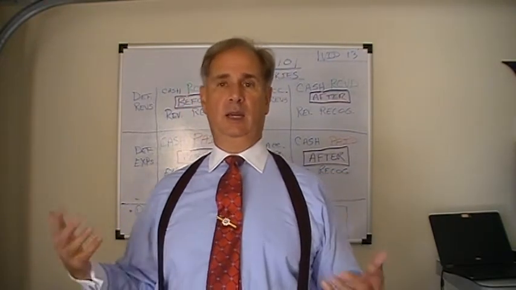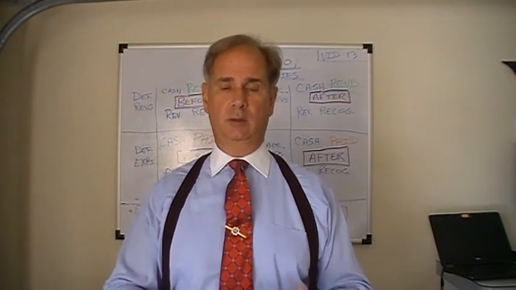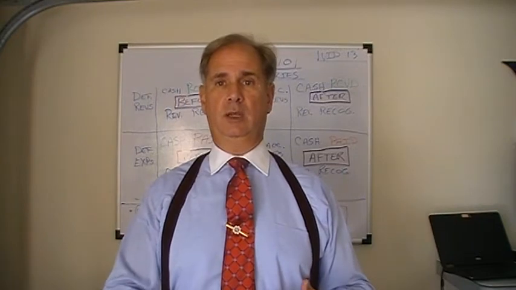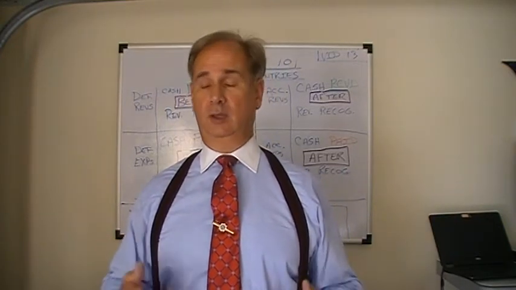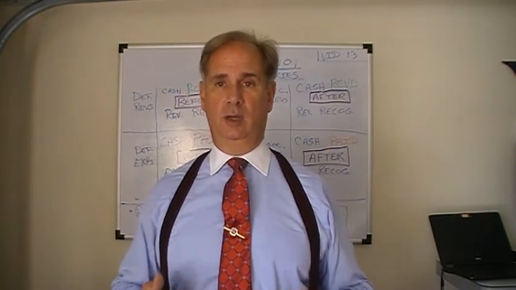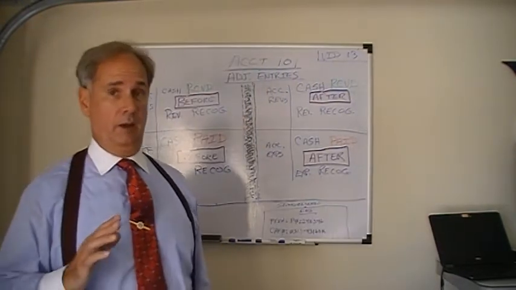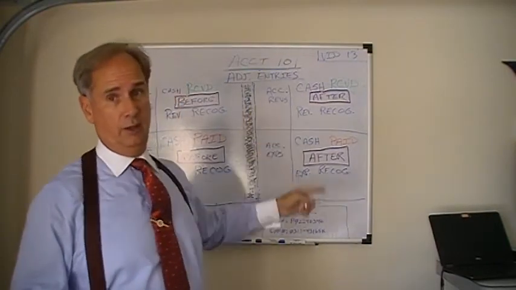Okay? And again, note, the second entry does not involve cash. It involves a balance sheet account and an income statement account. Therefore, the second transaction is the adjusting entry. Now, things get a little weird when you go over to the accrual side.